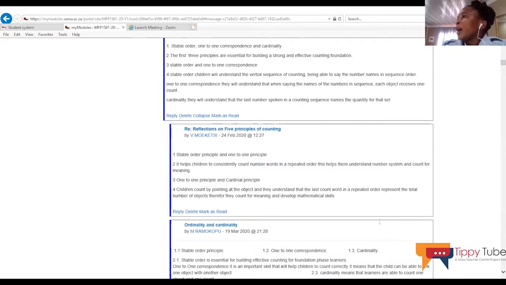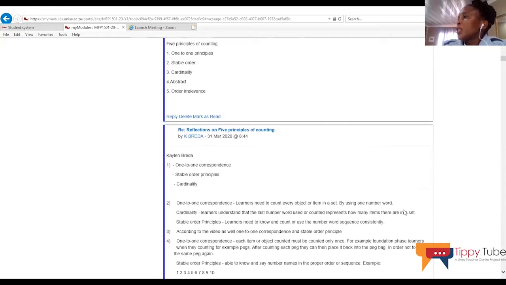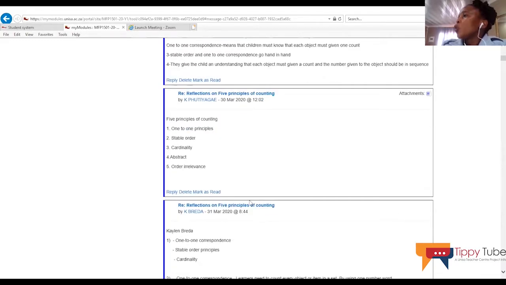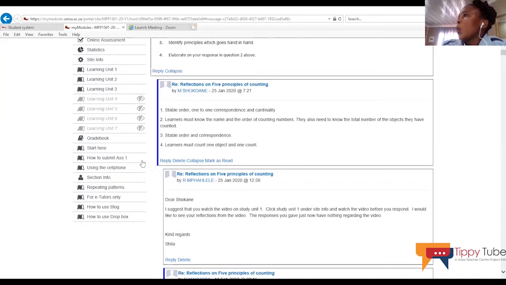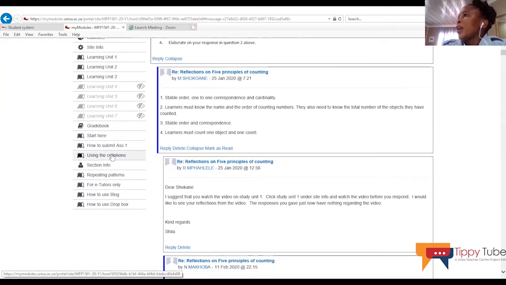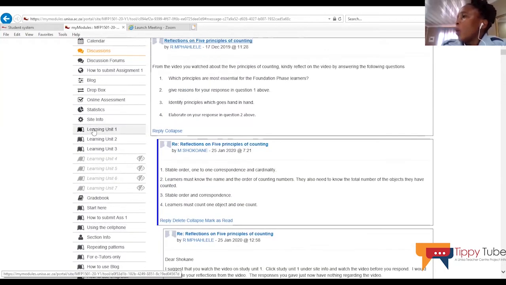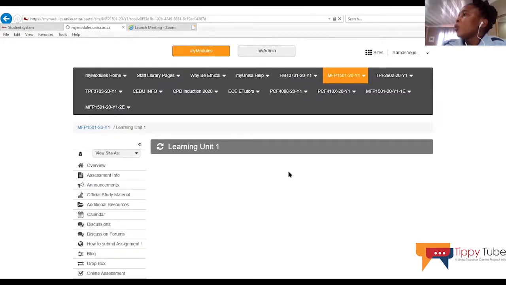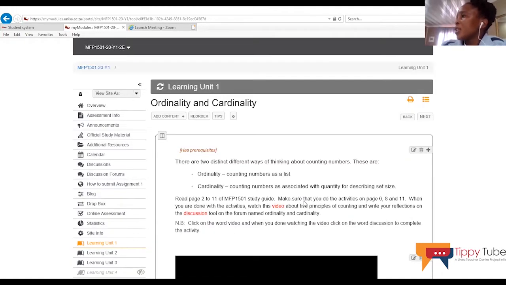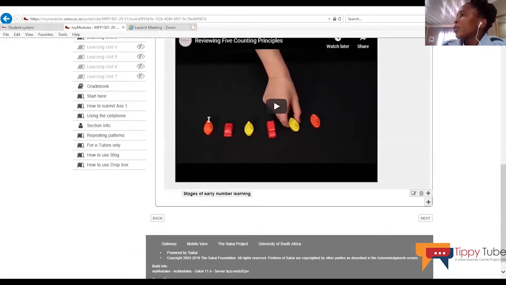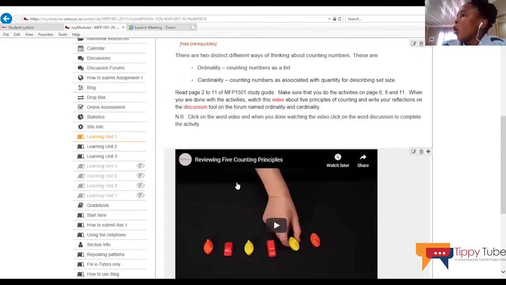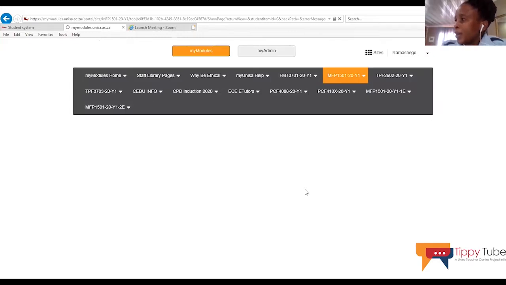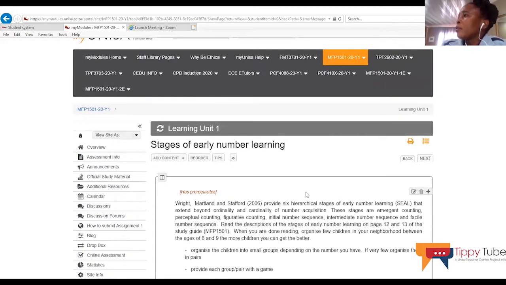So now, after you did this activity, you go back to the learning unit 1. When going back to the learning unit 1, you can click where it says learning unit 1, or you can just go back on top there. So let's go back to learning unit 1, and then we're going to complete all these activities for learning unit 1. When you are done with this one on the discussion tool, you click on stages of early number learning. Then you'll find other information regarding stages of early number learning.